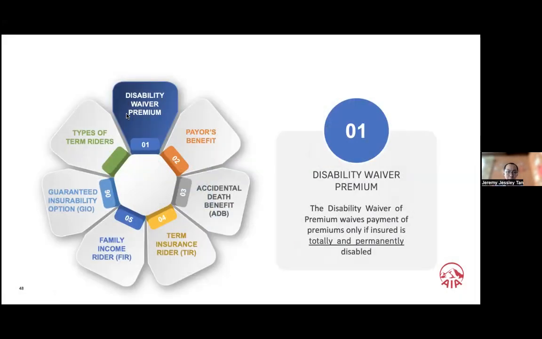First, disability waiver of premium. Waiver of premium means it waives payment of premiums if the insured becomes totally and permanently disabled. So if the insured becomes totally and permanently disabled, then they no longer need to pay premiums but are still covered for whatever other benefits of the basic plan.